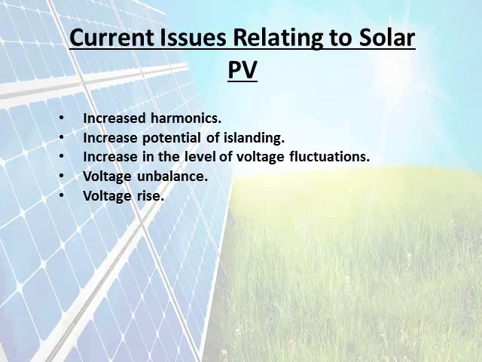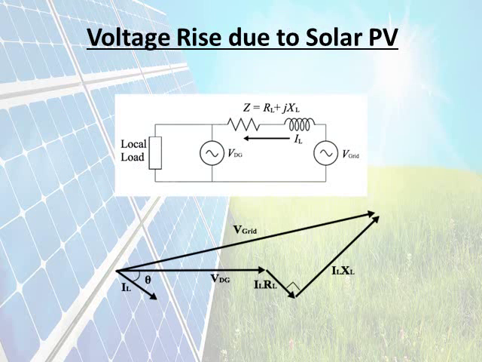This can include an increase in harmonics caused by the high-frequency switching of the power electronics in the solar inverter. Islanding can occur when a distributed generator supplies power to a part of a distribution network that should be de-energized. Voltage fluctuations can occur when cloud cover blocks out the sun. This causes solar PV power output to drop, which in turn causes voltage fluctuations throughout the network. Voltage unbalance can occur when a large amount of solar is connected to one phase. Finally, voltage rise can occur when the power from a distributed generator begins to flow back up the network towards the distribution transformer.